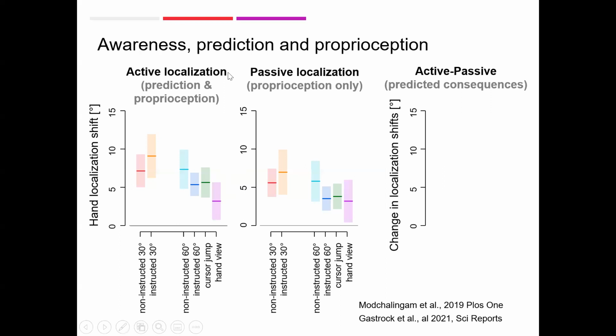In fact, when I show you the difference over here between active and passive, which is supposed to be a way to isolate predicted consequences, we see that at least in this group, the active shift or the active localization was not larger.